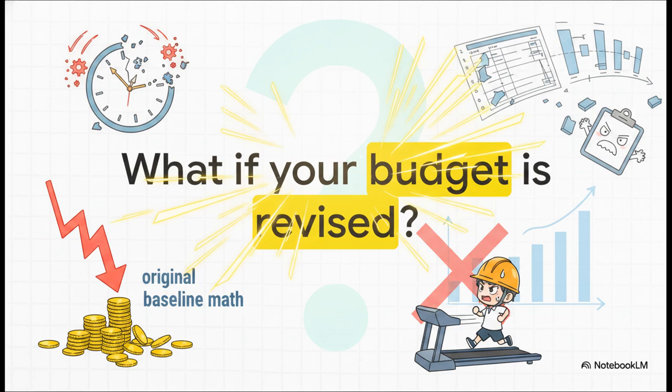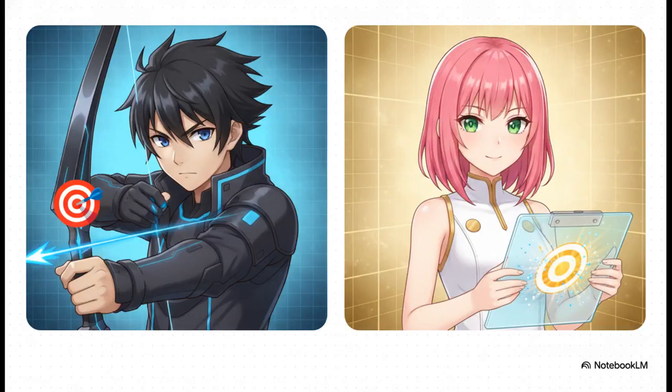You're working on your project, things are going off the rails, and management realizes the original budget is completely impossible. So, what if your budget is revised? We simply can't rely on our original baseline math anymore to figure out how hard we need to work. Here is exactly how the To Complete Performance Index, or TCPI, handles that situation.